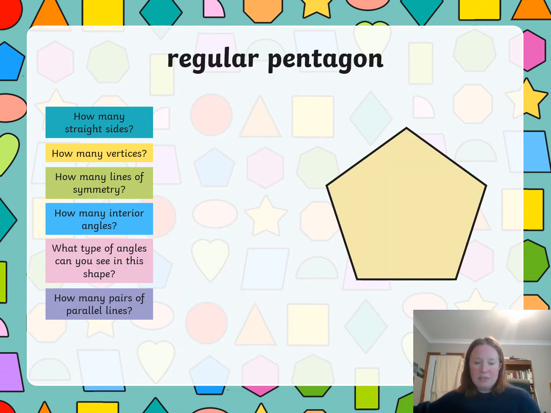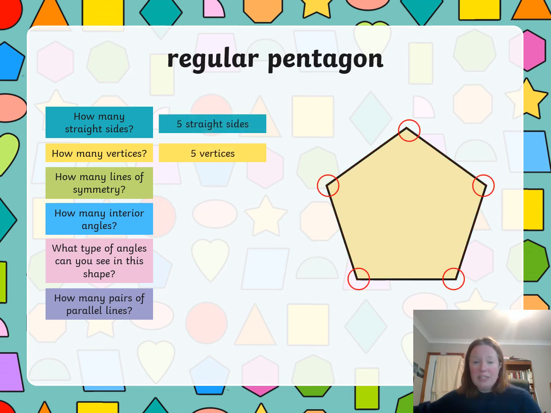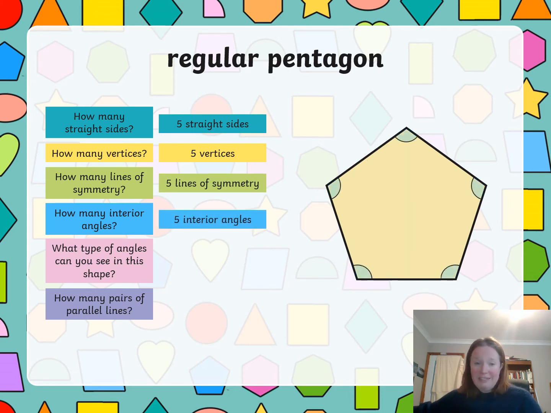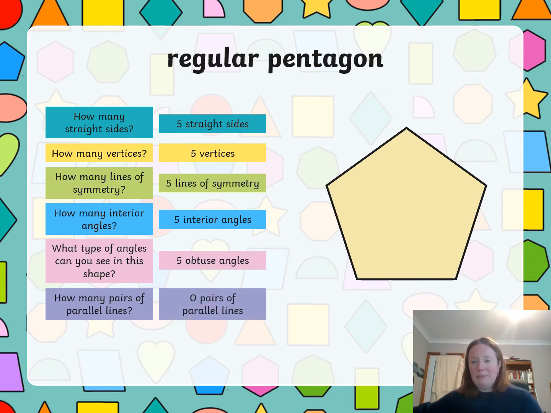Okay, racing through these now, primary 7, because I want you to get onto your task. We've got a regular pentagon. Now, anything with pent is 5 straight sides, 5 vertices, 5 lines of symmetry, 5 interior angles, 5 obtuse angles, and there are no pairs of parallel lines in a pentagon.